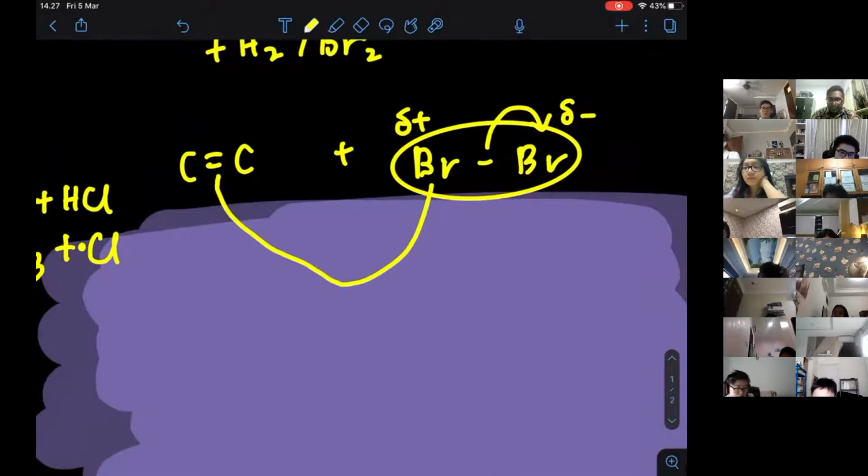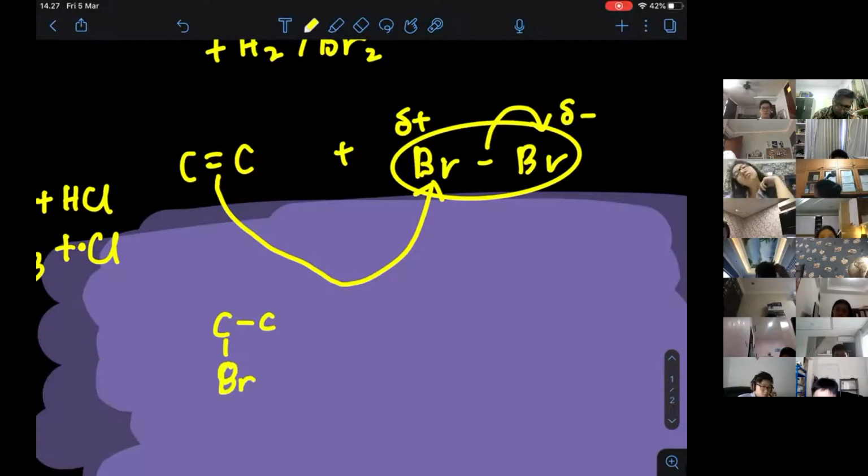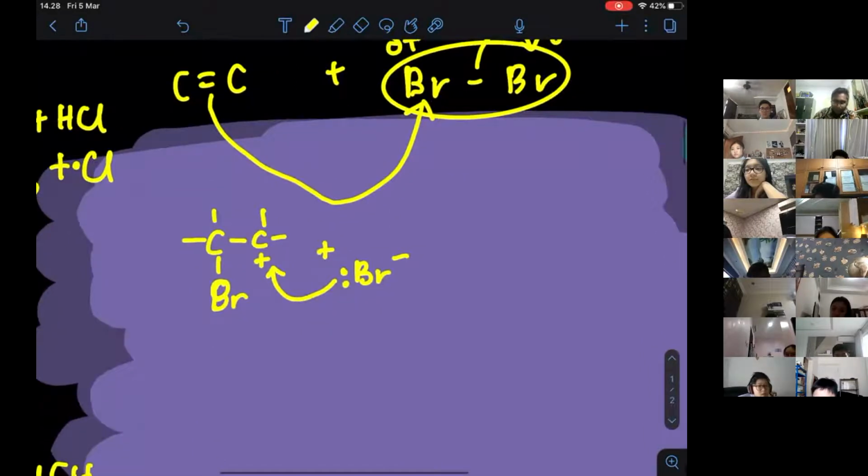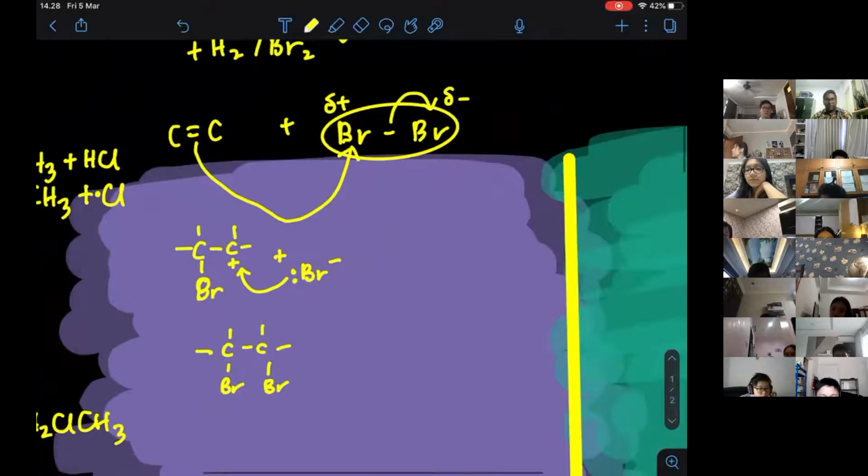The double bond. Do remember it's a movement of electrons. So the electron will move from here to that. And then only you are going to have the C, the Br, they will come over here, and this will create a carbocation, plus, and then you have the Br negative with its lone pairs. Now this one will come over here, to give you C, Br, and Br. So this is going to happen. Quite simple, curly arrow diagram.